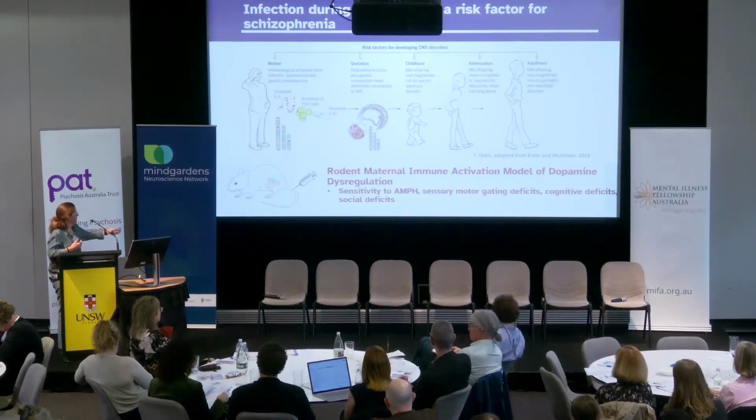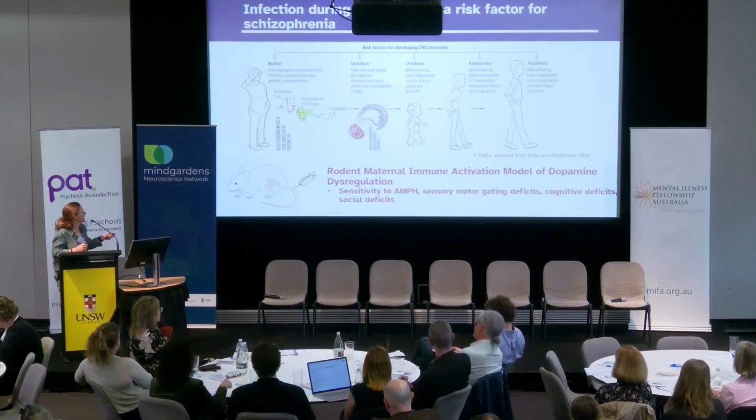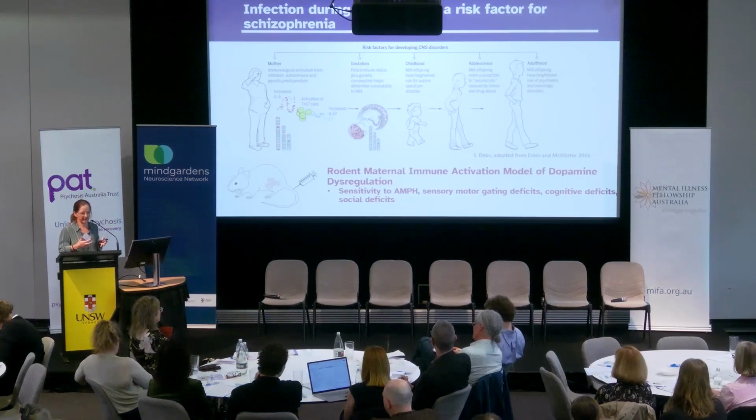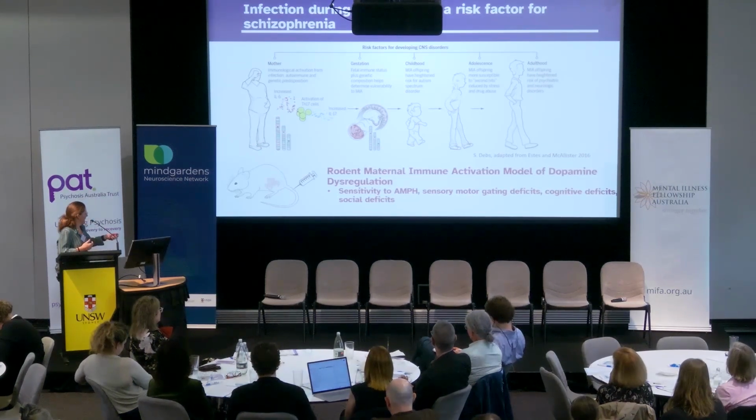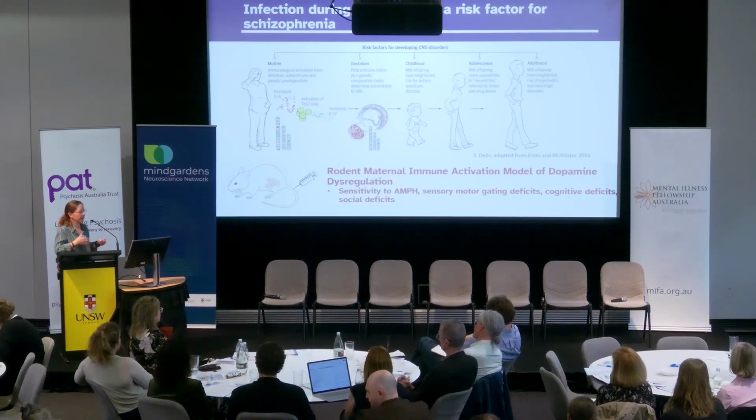So the animal model that I use is the rodent maternal immune activation model of dopamine dysregulation. This model has been developed because it's known that infection during pregnancy is a small risk factor to develop neuropsychiatric symptoms later on in life. How this model works is that pregnant dams are given a viral mimic, and the offspring of these dams show behaviors that we can relate to things that we see in schizophrenia.